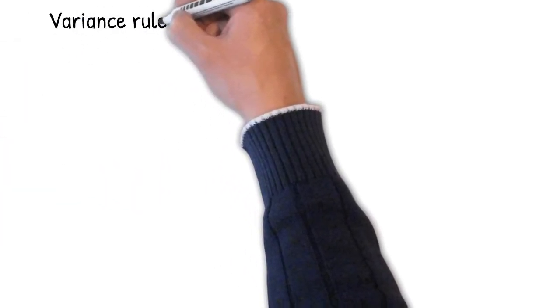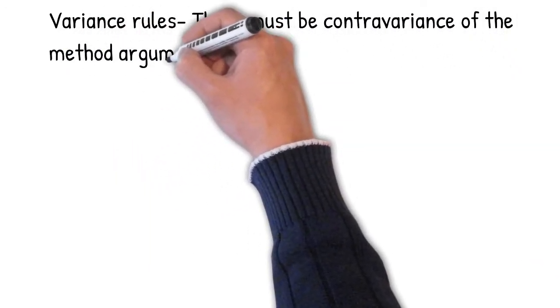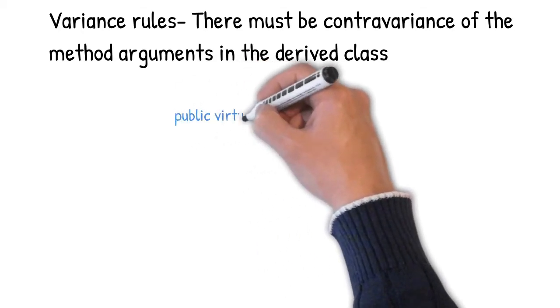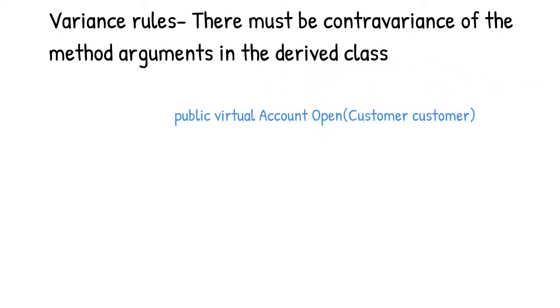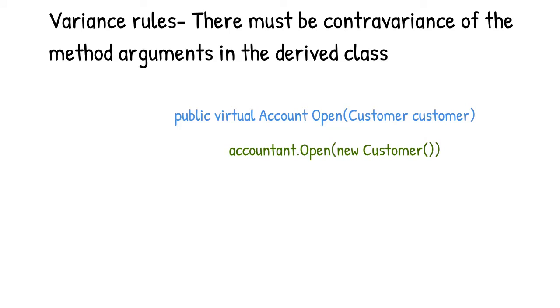The fourth rule is from the variance category, which indicates that there must be a contravariance of the method arguments in the derived class. I know this is very technical, so let's try to understand this with our original example. This is the method signature of the open method in accountant entity, that is our base class. The input parameter for this method is of type customer. Now let's see how the consumer was consuming this open method. It was creating the instance of customer and executing the open method.